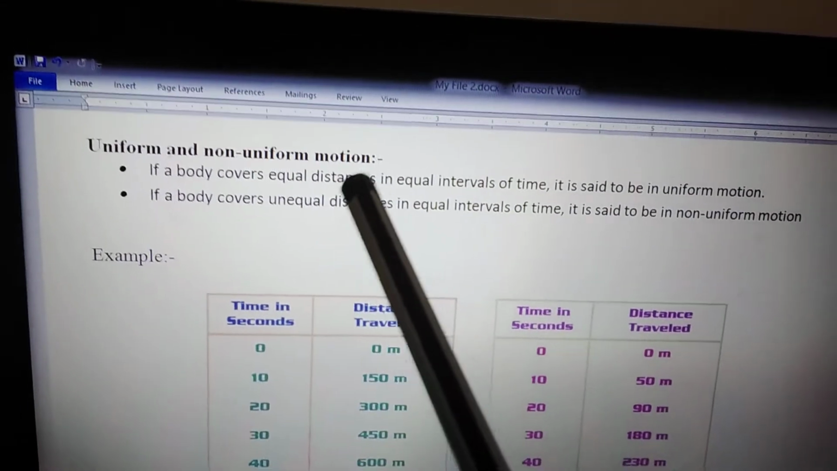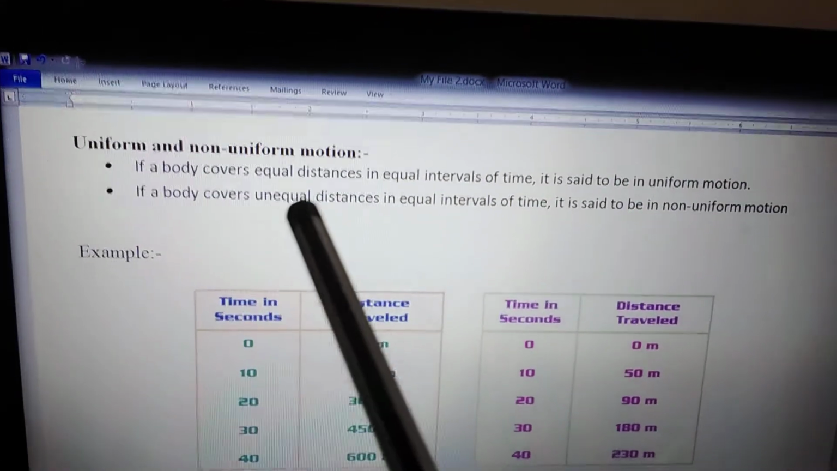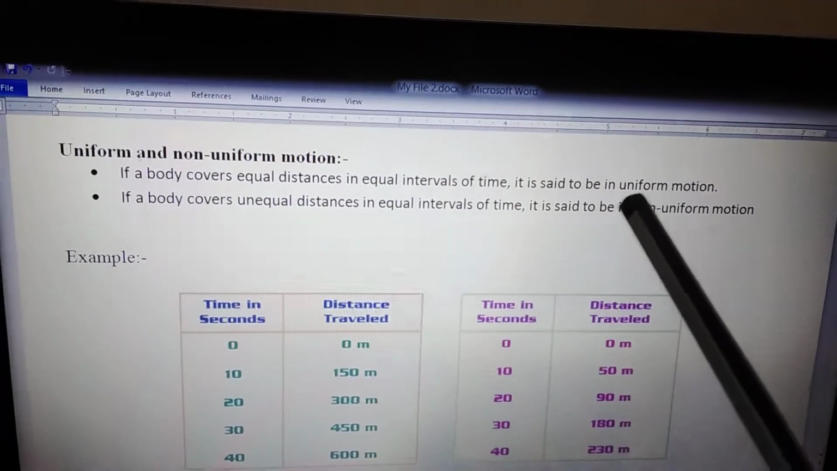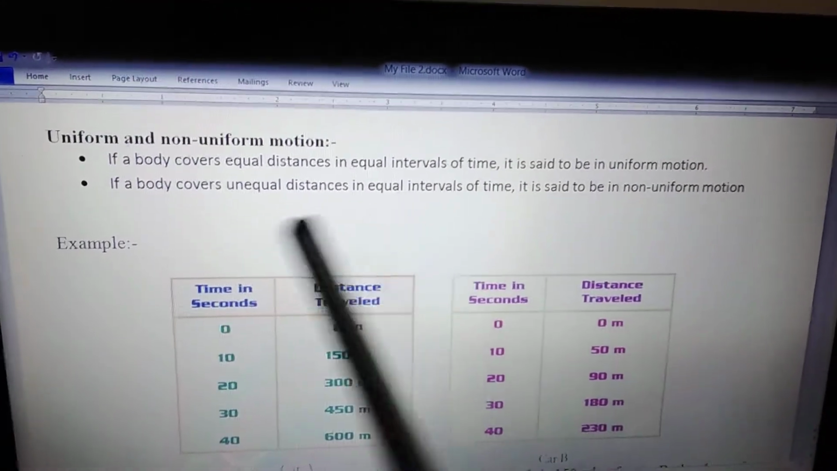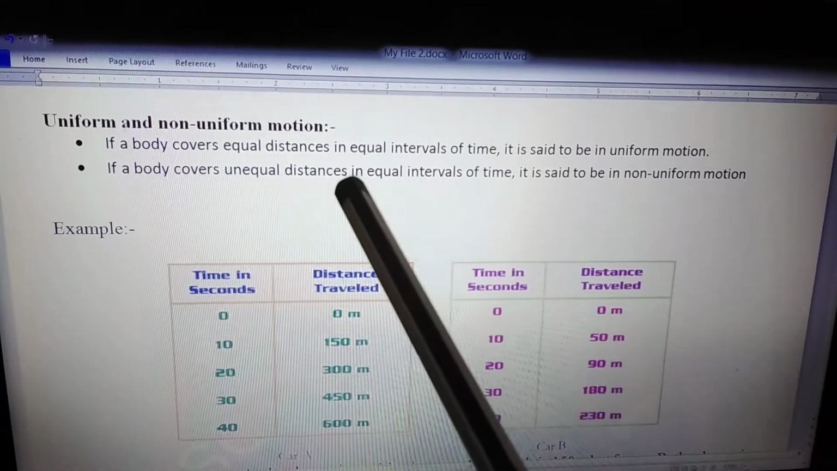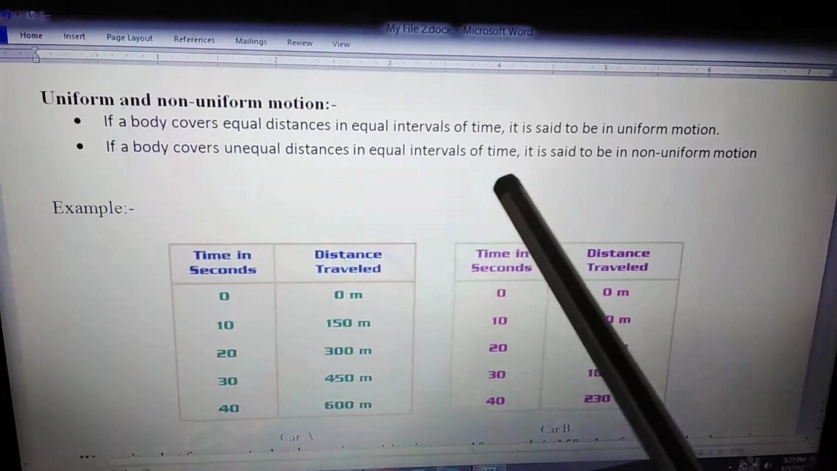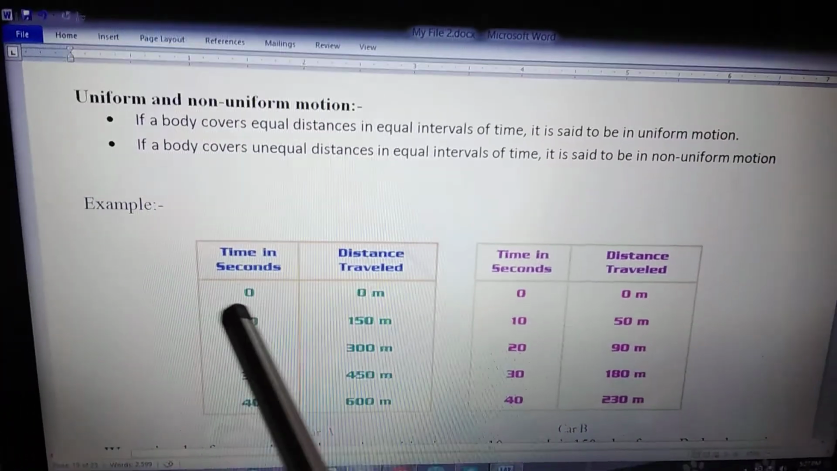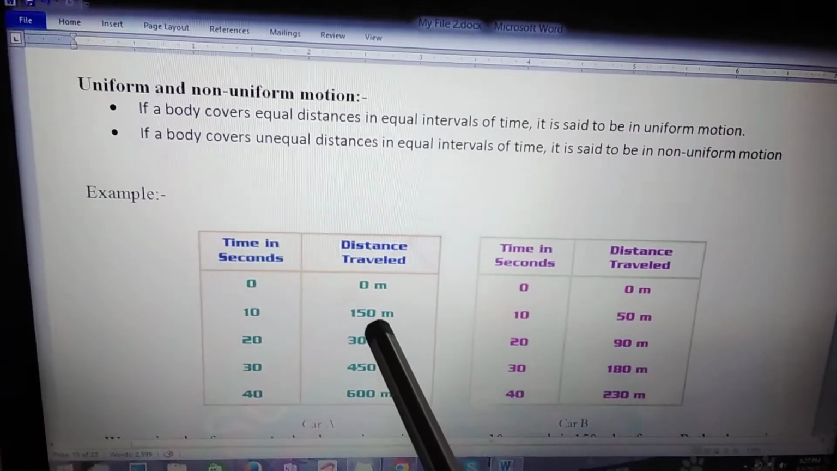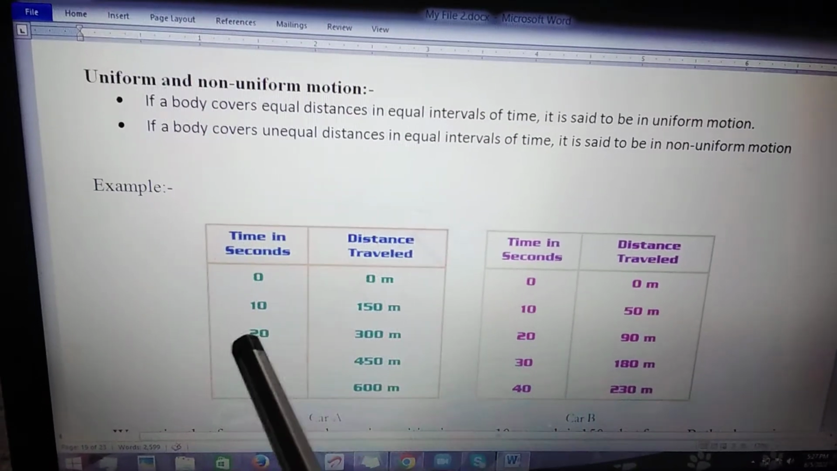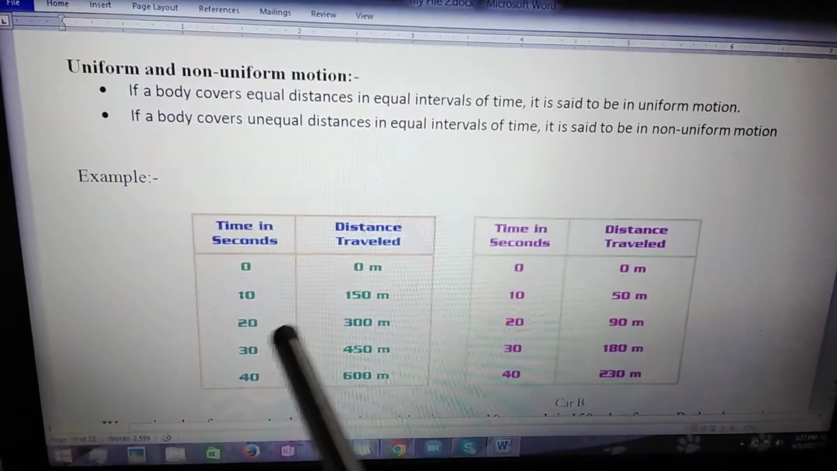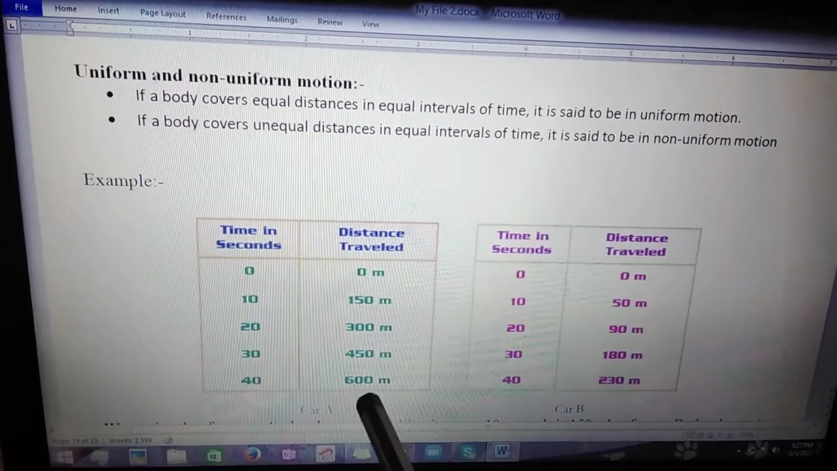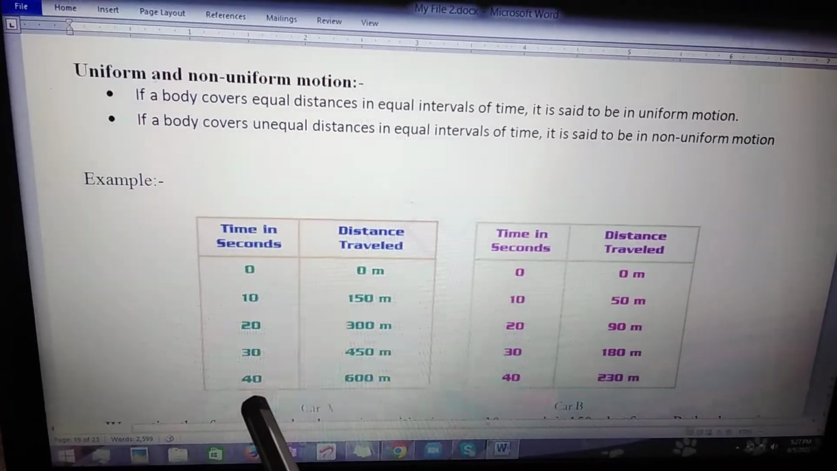Uniform and non-uniform motion. If a body covers equal distance in equal intervals of time, it is said to be in uniform motion. If a body covers unequal distance in equal intervals of time, it is said to be in non-uniform motion. Example, car A travels 150 meters in 10 seconds, 300 meters in 20 seconds, 450 meters in 30 seconds, and 600 meters in 40 seconds.